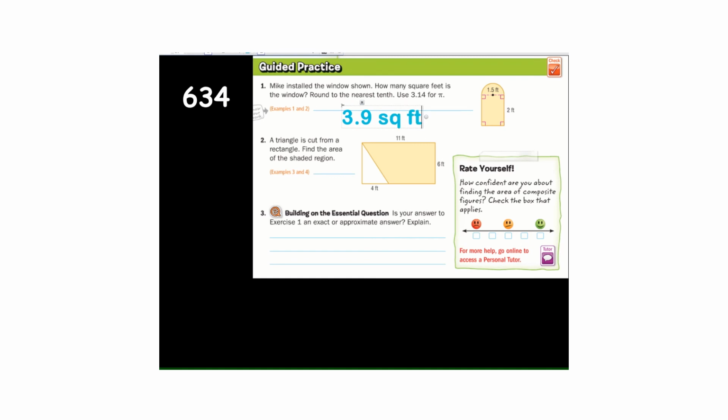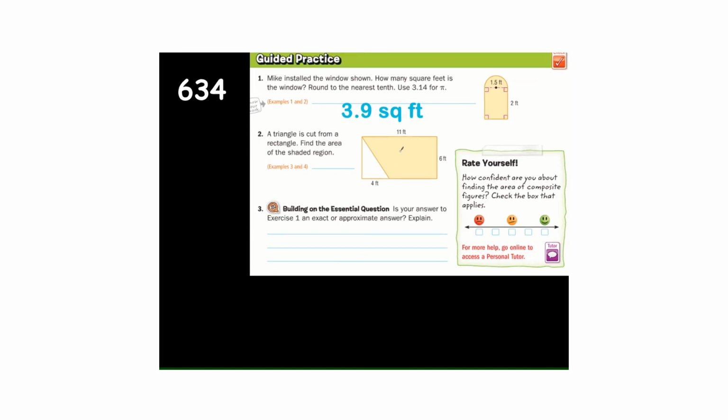Okay. Number 2, a triangle is cut off from the rectangle. Find the area of the shaded region. So we have 11 and 6 for our big rectangle. So we have 66. Now we're going to subtract off the triangle. So from here to here is 4.